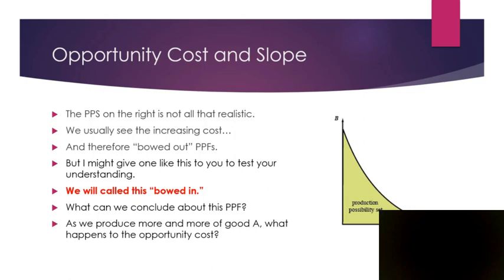As we produce more and more of good A, what must be happening to the opportunity cost? Can you figure out the pattern? Well, is the opportunity cost going up? Is the opportunity cost constant, or is the opportunity cost actually falling?